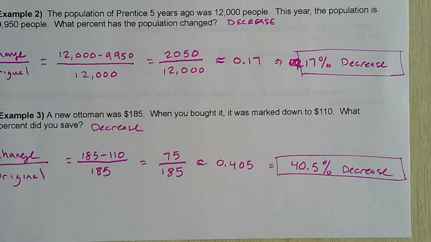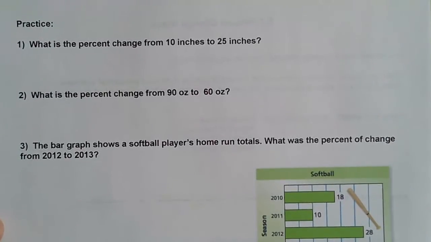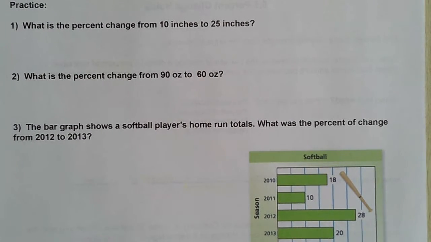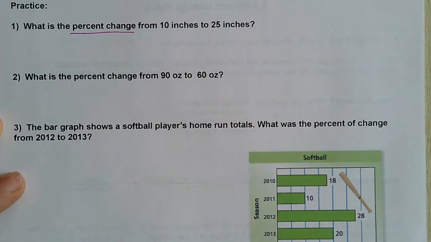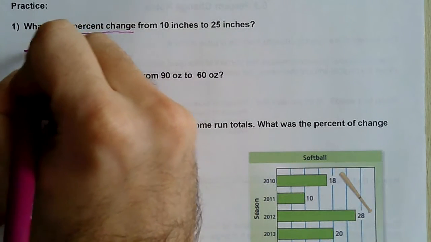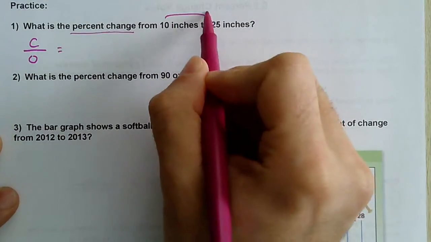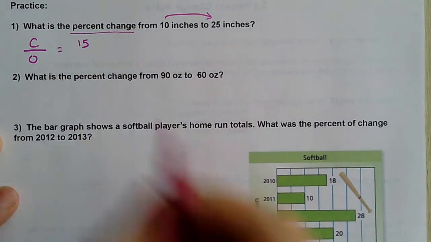So next we're going to look at a few more examples. If you want to pause the video, you can go ahead and try these three problems. We're going to go through them right now. So what is the percent change? Again, we're looking for percent change from 10 inches to 25 inches. Remember, we want the change divided by the original. So the change from 10 to 25 is 15. We would find that by doing 25 minus 10.